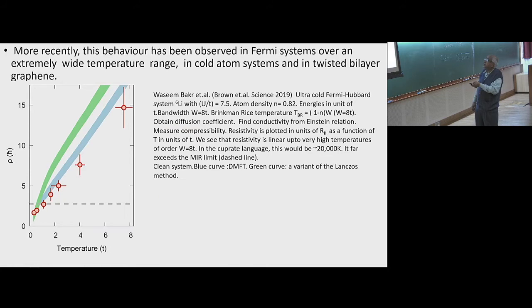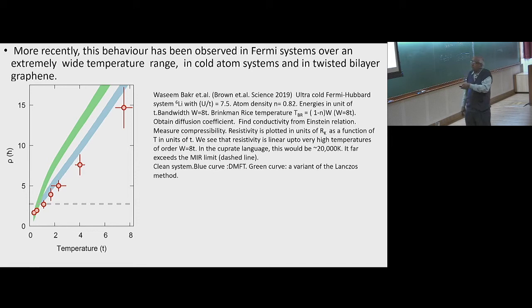In the last few years, two very different systems have been shown to have linear resistivity. One of them is a cold atom system. In this cold atom system, through lots of tricks, you can actually obtain the resistivity, and even the diffusion constant, the compressibility, and so on. You find that over a temperature which is 8 times the presumed nearest neighbor hopping energy, the resistivity is linear. This is really astonishing.